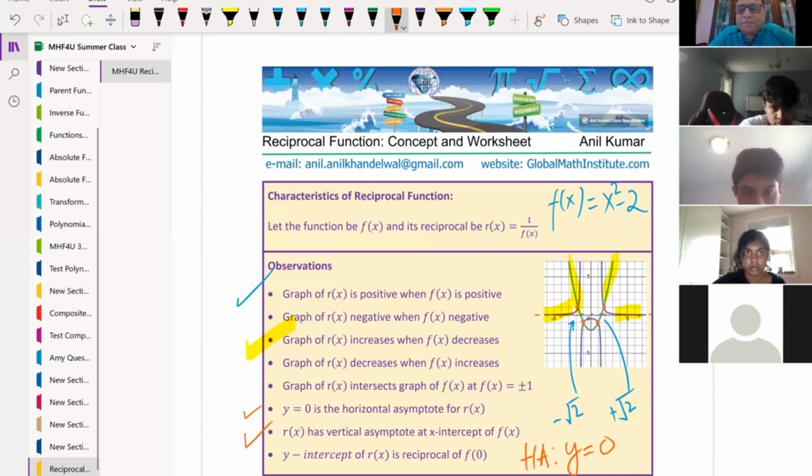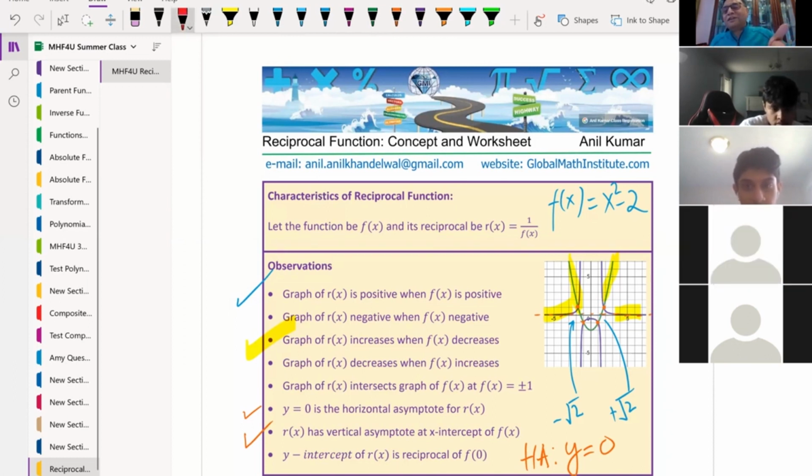Next point. R of x has a vertical asymptote at the x-intercept of f of x. So it means that if the function has a 0, 1 over 0 is infinitely large. Therefore, there should be a vertical asymptote. So at the x-intercepts, I am going to draw the vertical asymptote. Is that clear to you? So it has 2 vertical asymptotes in this case, right? You are right. So these are your vertical asymptotes at plus and minus square root 2. You get the idea? Yes, sir.